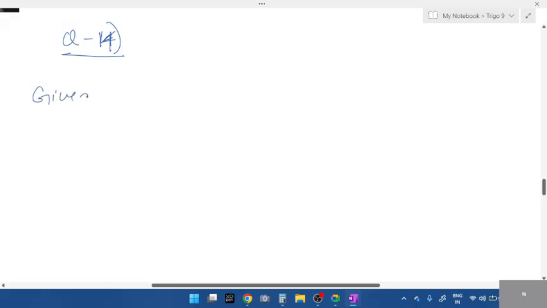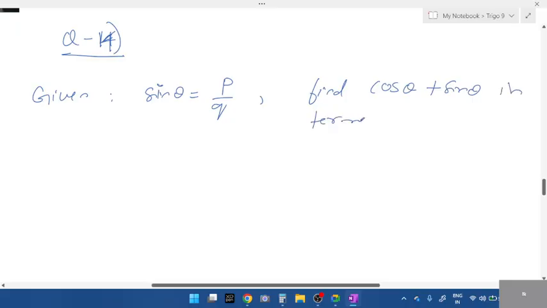Question 14. Given sine theta. This time they didn't give us any number. They've given PQ. They've given some alphabet. And we need to find cos theta plus sine theta. This is the question. Copy this. Cos theta and sine theta in terms of P and Q. This is the question.